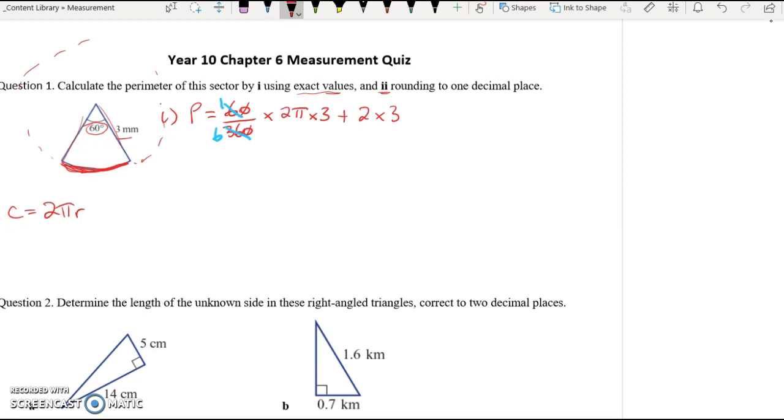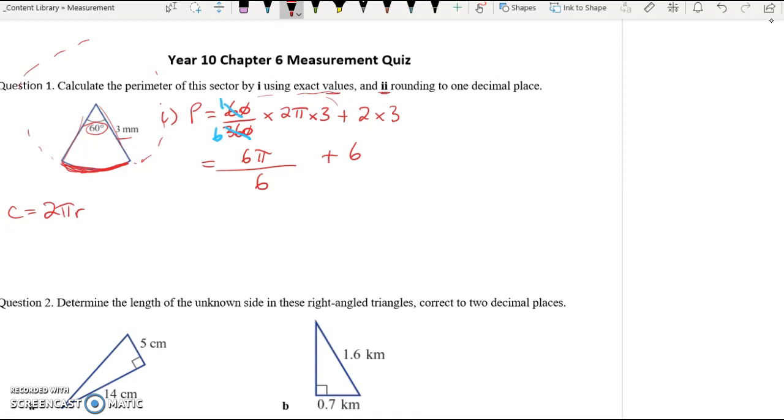Okay, so we've simplified that fraction a little bit. Now, I'm just going to rewrite what we've got. That part can go on the top of this fraction over 6. So we've got 2 pi times 3 over 6. Now, 2 pi times 3 is really 6 pi, so I might rewrite that as 6 pi over 6. That whole bit becomes 6 pi over 6, and then after that we've got plus 6.